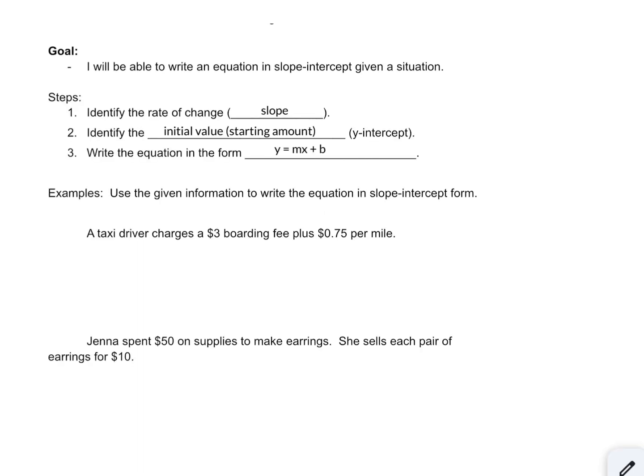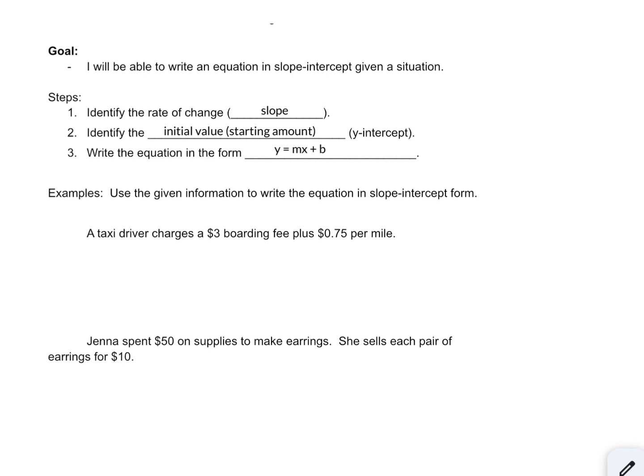In order to write an equation in slope-intercept form from words, we have 3 steps to follow. The first step is to identify our rate of change, or our slope. The second step is to identify our initial value, our starting amount, or y-intercept. And the final step is to write our equation in the form y equals mx plus b, where m is the slope and b is the y-intercept. Let's look at an example together.